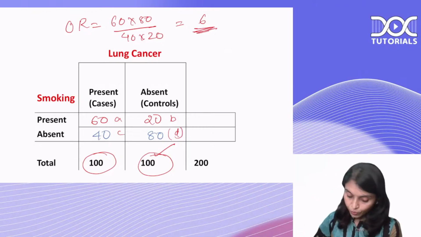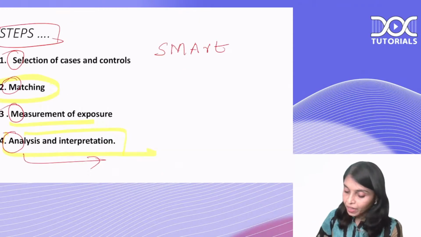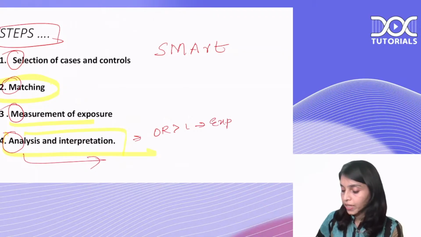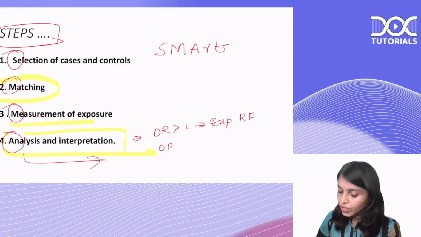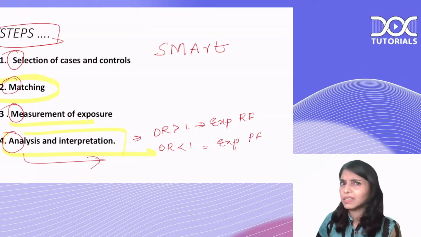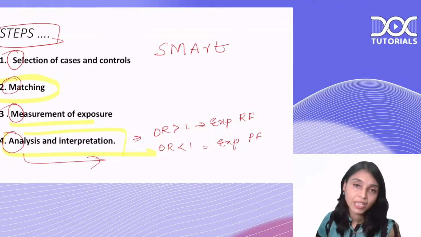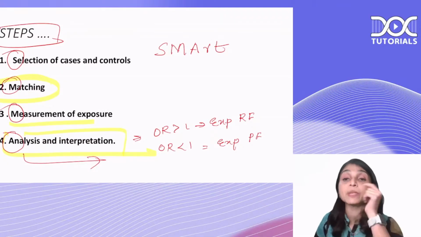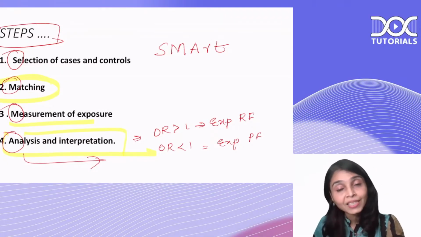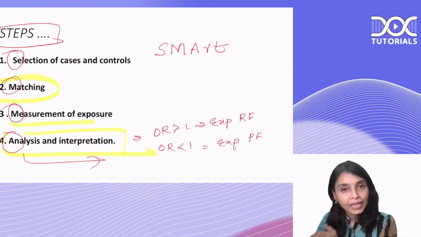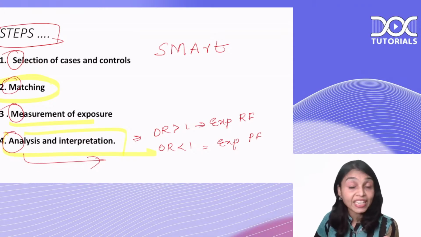So the final interpretation would be, let me just go back and show you. If the odds ratio is more than 1, that means this exposure is a risk factor. If the odds ratio is less than 1, this exposure is a protective factor. When will you get such a relation? If you are trying to find out the association between vaccination and a disease, like the measles vaccine and getting measles, naturally the probability of getting the disease will be less among the vaccinated. So it will be the opposite, and you will get an odds ratio less than 1.